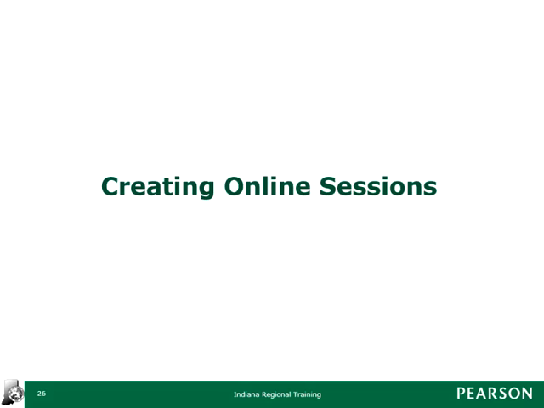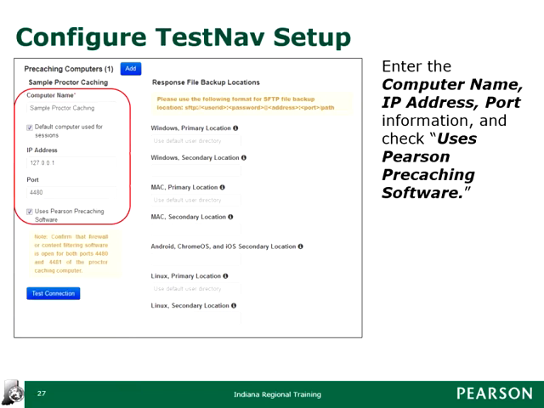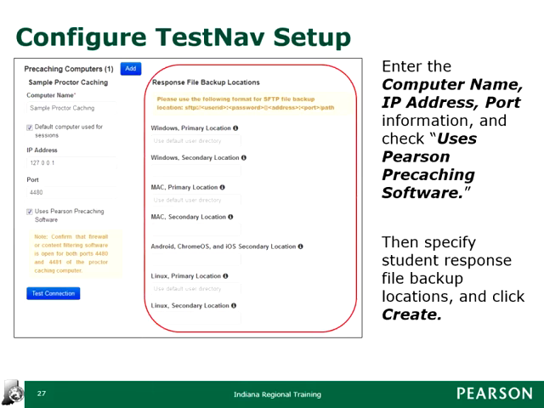In the next section, we will talk about creating online sessions. First, be sure that your technology coordinator has set up the TestNav configuration in Pearson Access Next. This step is necessary before you begin creating sessions. You should already have a configuration defined if you participated in the statewide readiness test. Configurations defined in the training site will need to be manually added to the operational site.